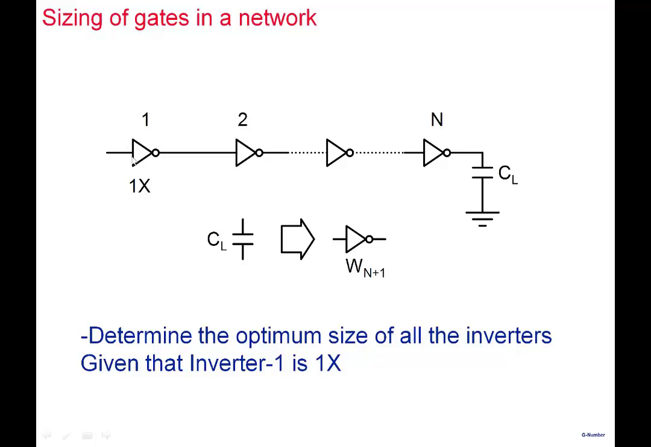The first inverter we are saying is size we are keeping fixed. We don't want to alter it because that would cause impact on the previous stage which is driving it. So this is 1x. And now our task is to determine the optimum size of inverter n and n minus 1, right up to inverter number 2. What should be the optimum size here? All right, so that's the problem that we have.